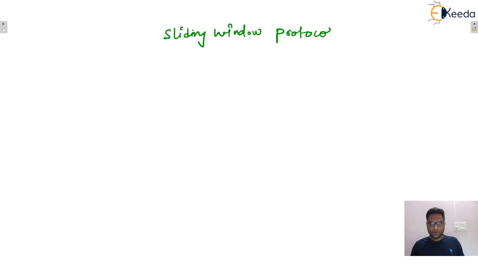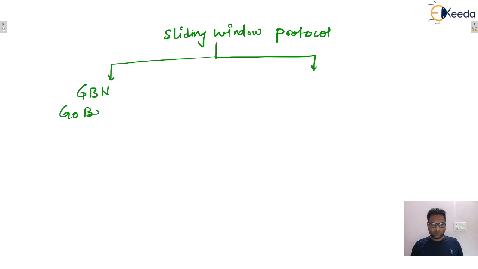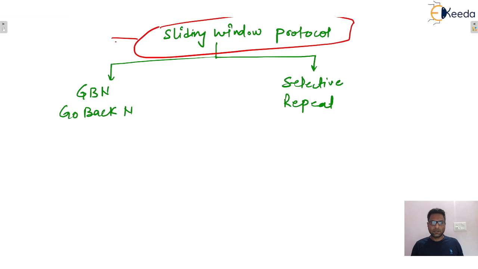Sliding window protocol is implemented in two ways. The first protocol is Go-Back-N, and the second one is Selective Repeat. So, guys, sliding window protocol is just a theoretical concept.